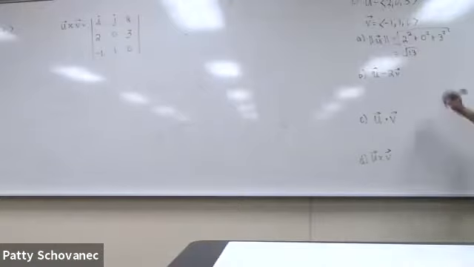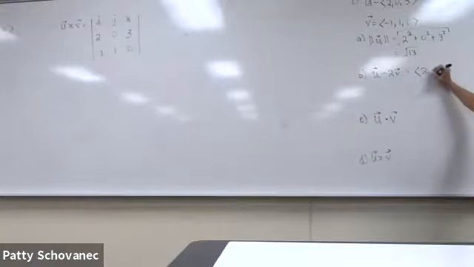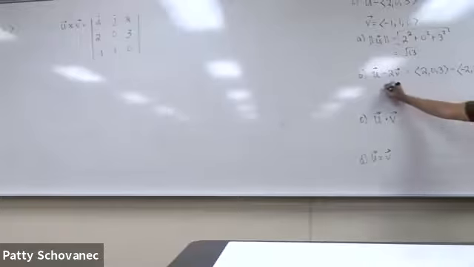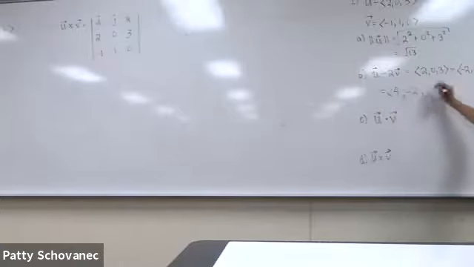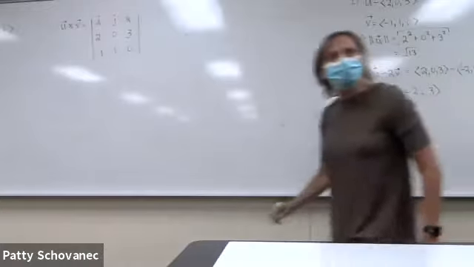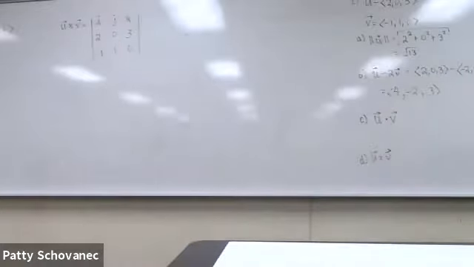U minus 2v will be 2, 0, 3, minus, now I'm going to double the components of v, negative 2, 2, 0. Then we subtract component-wise. 2 minus a negative 2 is 4. 0 minus 2 is a negative 2. 3 minus 0 is 3. So 4, negative 2, 3 is the difference. Square root of 13 is the magnitude of vector u.